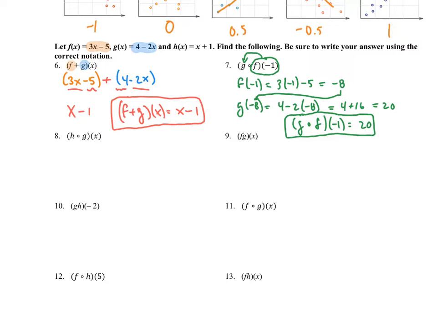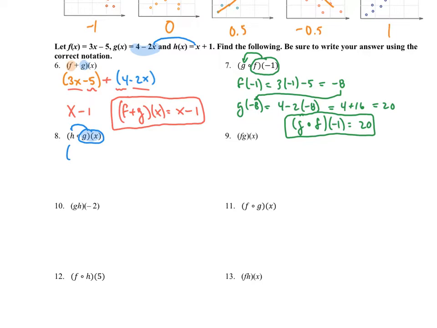Alright, next one. It's a similar problem with that open circle operator. So we're going to take h of g, which means we're going to take g and plug it into h. Now here we don't have a value, so that means we're just going to use the functions. So I'm going to be taking function g and plugging it into function h. That x is going to be replaced by all of this.